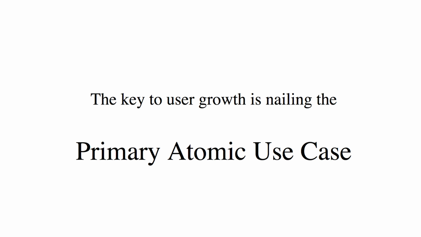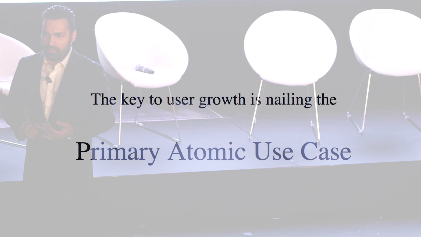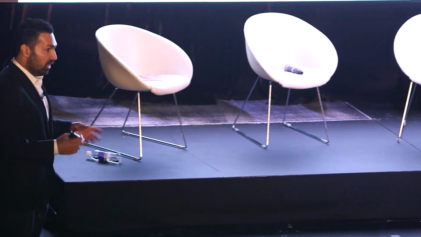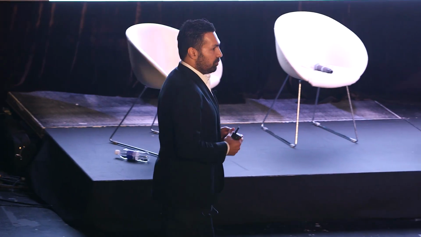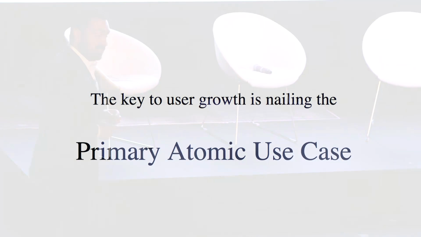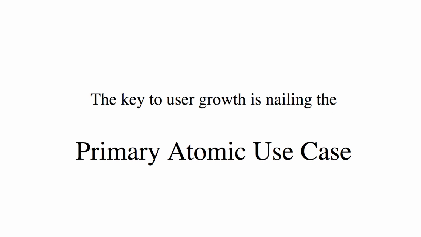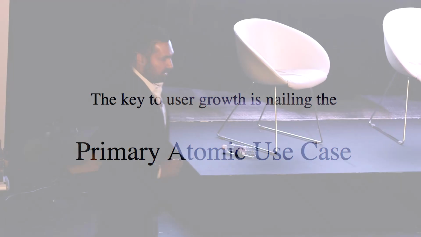I've seen a lot of products get traction and grow, either in my own company or other companies, friends' companies, or companies that I was involved as an advisor or an earlier stage investor. And there's a common theme that I've observed in pretty much all these products, and that's this. The key to user growth in all of these products was nailing the primary, what I call the primary atomic use case of the product.